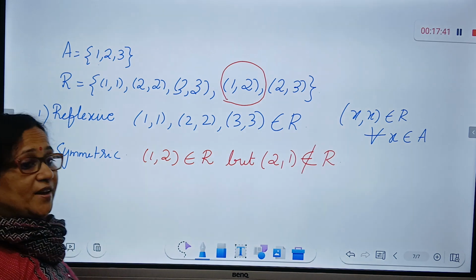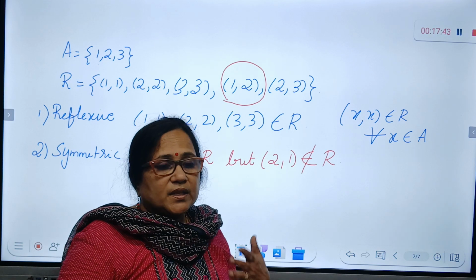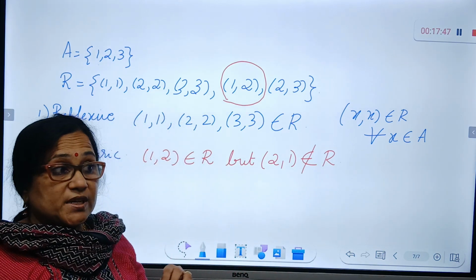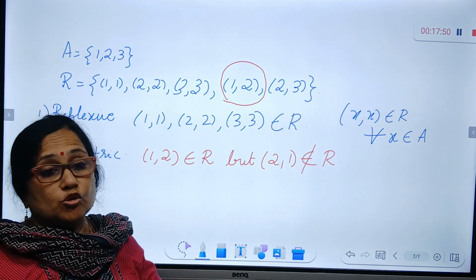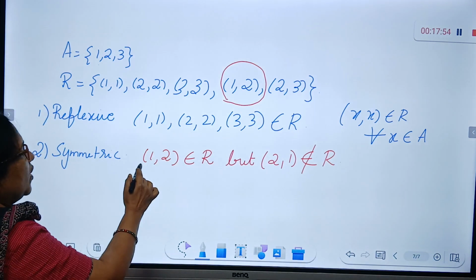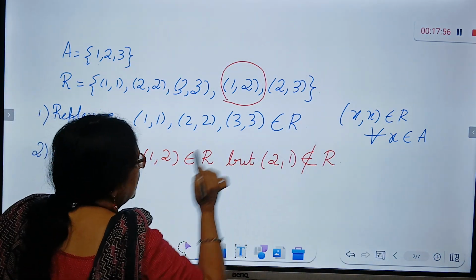So, if a relationship fails even for one element, then that relationship cannot be true. That is the beauty of mathematics. To say something is true, you have to give a proof. To say something is false, you have to give a counter example. So, 1 is related to 2, but 2 is not related to 1.